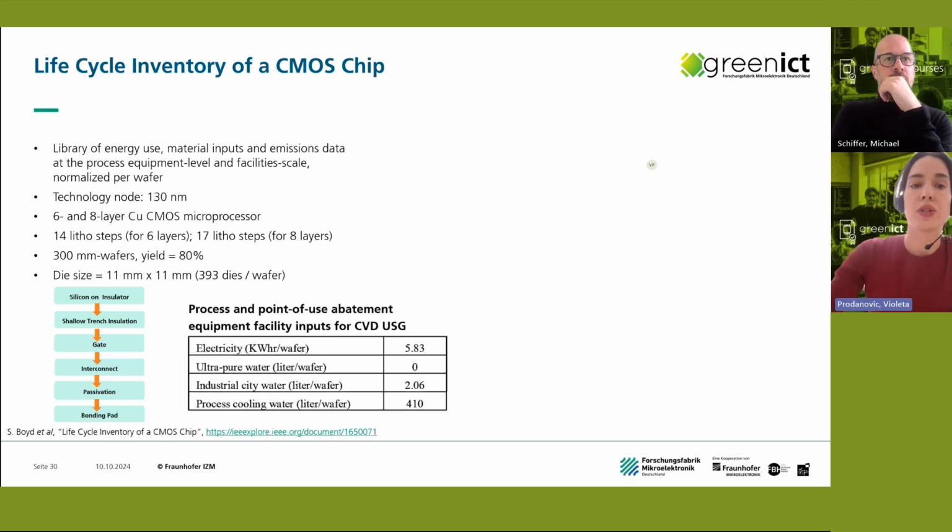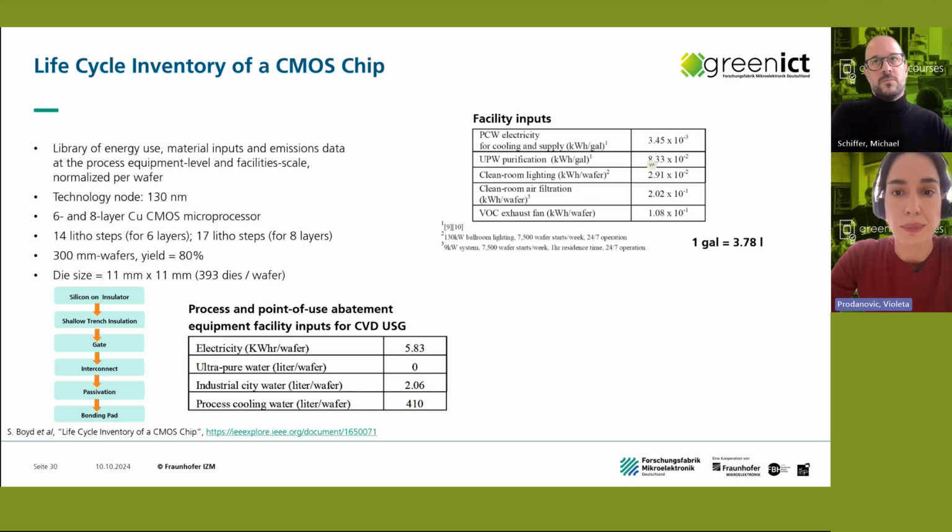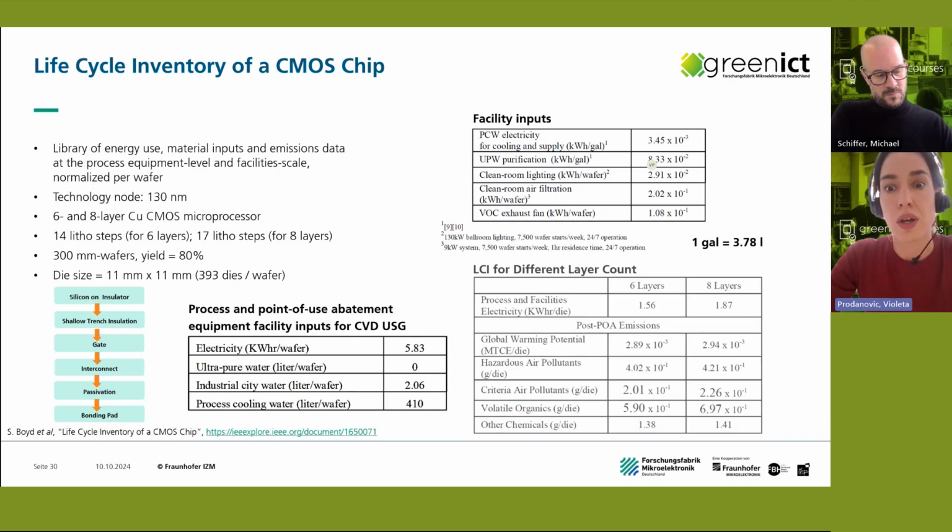From the literature, they did extract the process and equipment facility inputs. In this case, the data is presented for one particular step, CVD of ultrasilicate glass. The first graph was extracted from the equipment manufacturer, which is taking care of the material input and gas emissions after the processes, taking into account the abatement process on the machine level. The facility inputs are taken from another source, from the literature, as the authors reported, and then the library and the final result is this final graph split into devices for 6 and 8 layers.